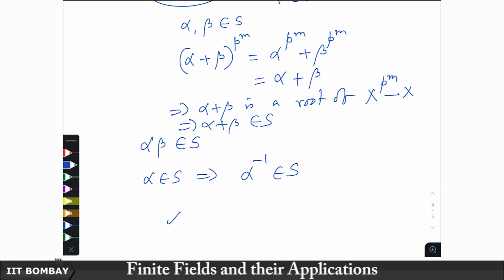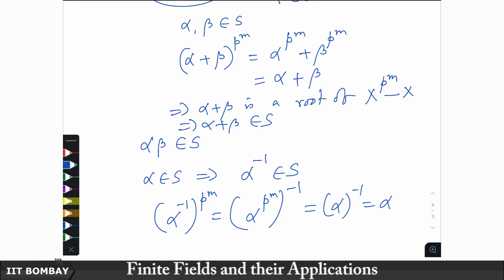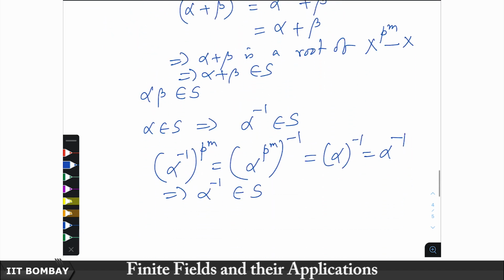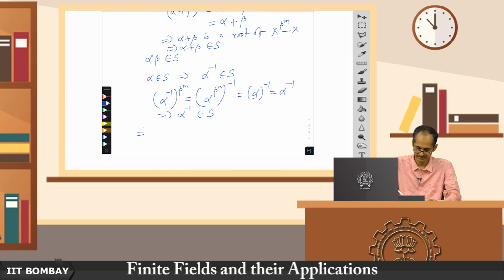So, how? For example, alpha inverse power p power m is same as alpha power p power m inverse, but alpha is a root of x power p power m minus x. So, alpha power p power m is same as alpha. So, this is same as alpha inverse. So, clearly alpha inverse is a root of that polynomial. So, it is in S. So, this way one can verify all the required properties of a field, and hence S is a field. So, S is a field.